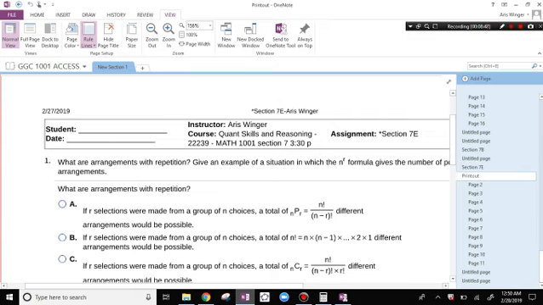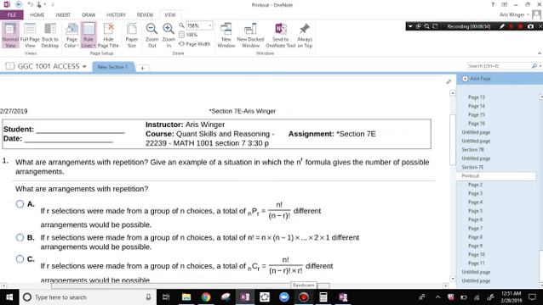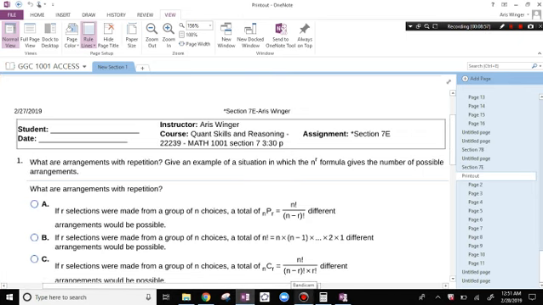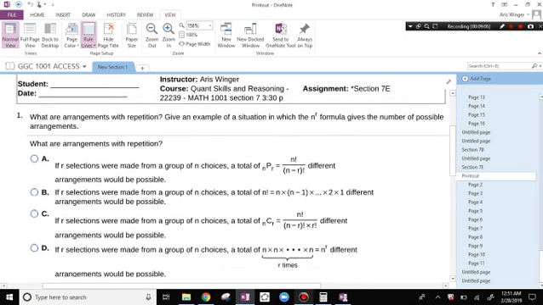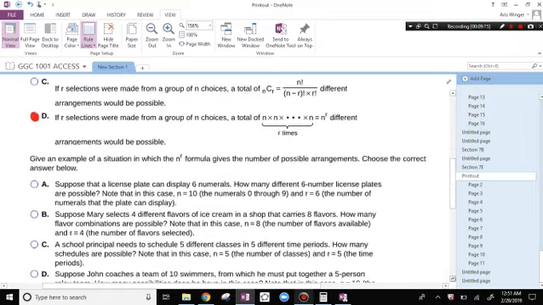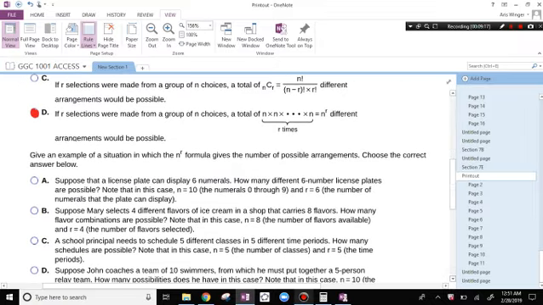What are arrangements with repetition? Give an example of a situation in which the n to the r formula gives the number of possible arrangements. Number 1. So when they're just arrangements with repetition, you can repeat. You're just going to be multiplying n times n times n times n, like we did with the 6's earlier.